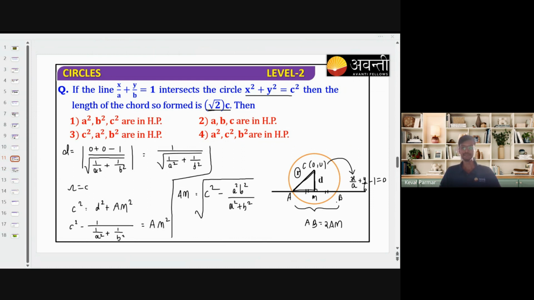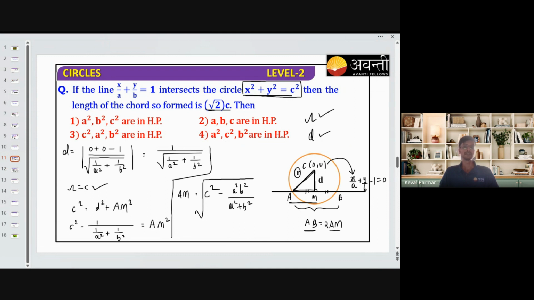So we need AB. Now, if we can get AM, we can get AB. So how can we get AM? We can get AM by Pythagoras theorem. So for Pythagoras theorem, we require the value of radius and the value of D. Again, let me repeat it. To get AB, we need AM. And for AM, we'll use Pythagoras theorem. So we need the value of R and D. See the equation of circle? Radius is C. Very simple. So we got radius C.